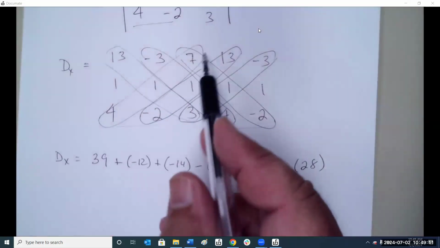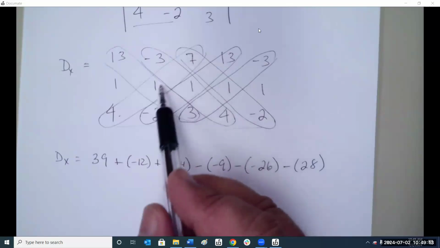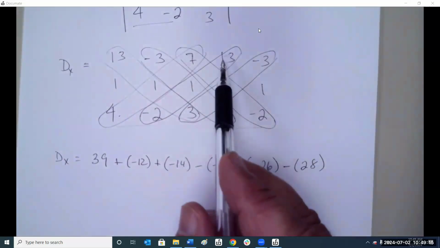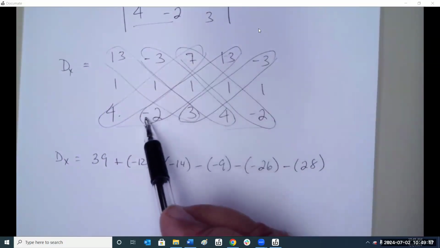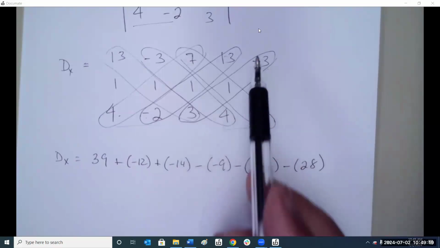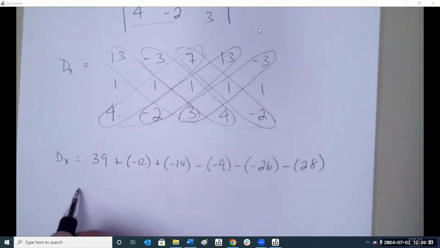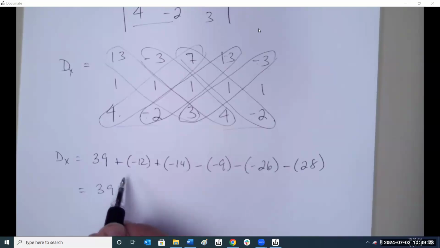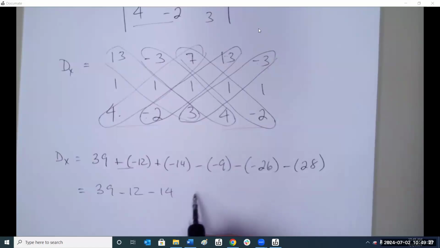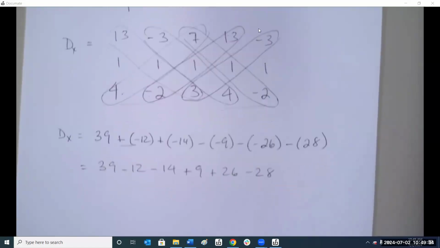So, I mean, this is the easy stuff you can put in your head. 7 times 1 times 4 is 28. 13 times 2 is 26. It's a negative. 3 times 3 is 9, negative. 39 minus 12 minus 14 plus 9 plus 26 minus 28.